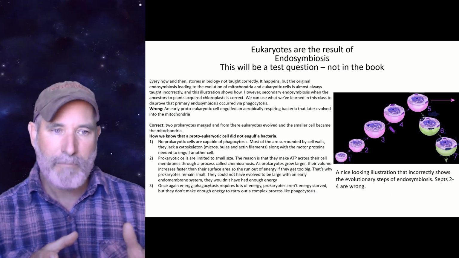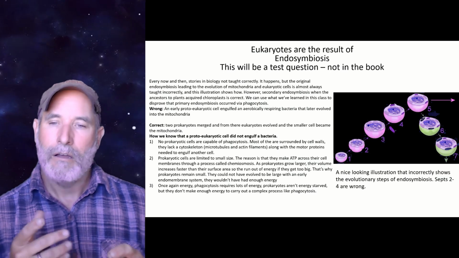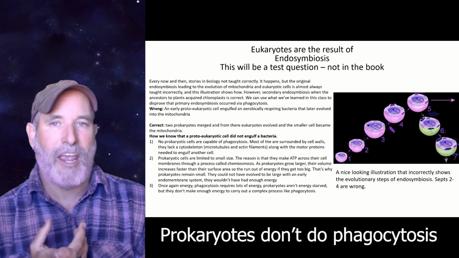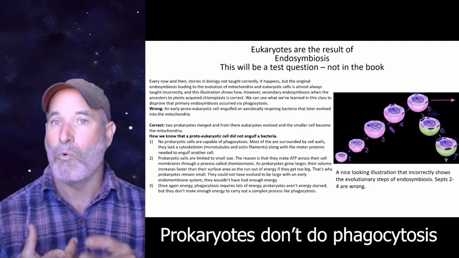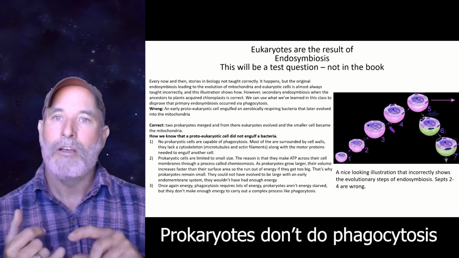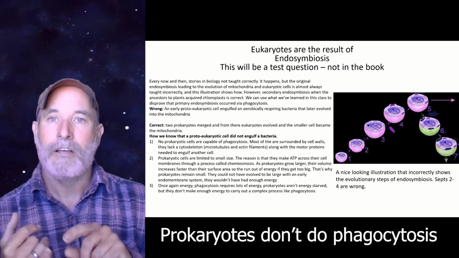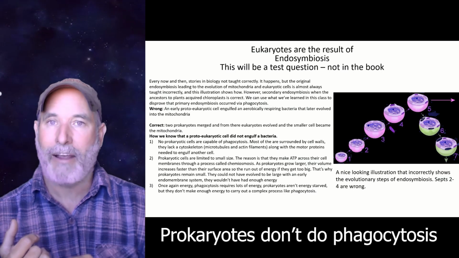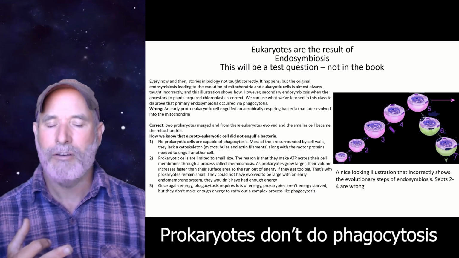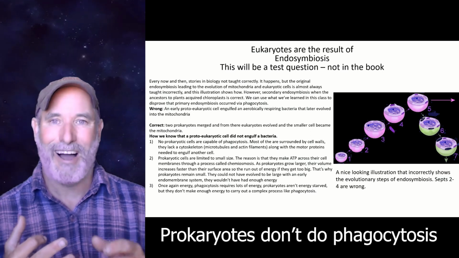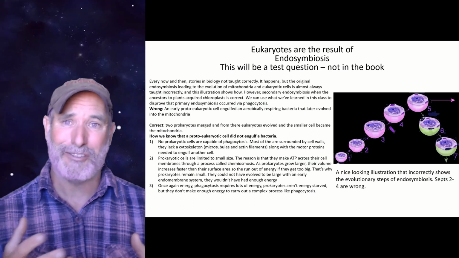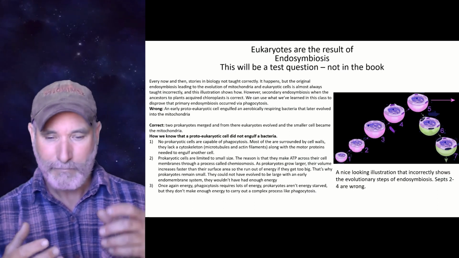Well, let's think about why that's wrong, right? First thing, we know of no prokaryotes capable of doing phagocytosis. So what do you need for phagocytosis? Remember, that's bringing something into a cell. You need a cytoskeleton. Specifically, you need microtubules, actin filaments, and motor proteins. Do prokaryotes have those? No, they do not. Prokaryotes are often much smaller and they have a cell wall around them too, which is also kind of difficult for bringing in things.